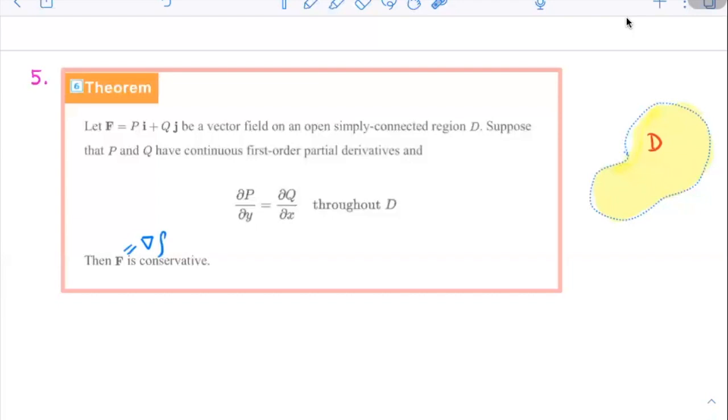So if F is a vector field on an open, simply connected region D like this, and suppose P and Q have continuous first order partial derivatives, and the partial derivative of P with respect to y equals the partial derivative of Q with respect to x throughout this region D, then we can conclude that the big F is conservative, which means it is equal to the gradient of a scalar function, small f.